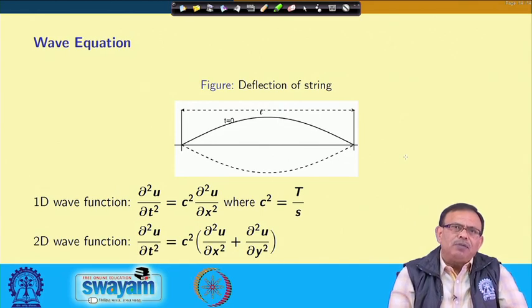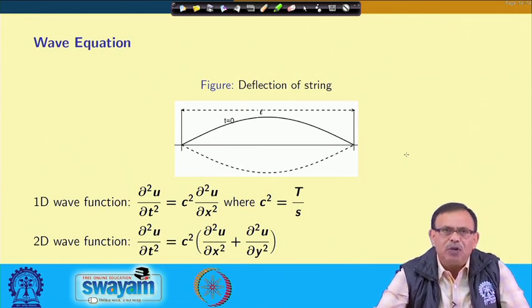So, the equation of the form ∂²u/∂t² = c² ∂²u/∂x² is the one dimensional wave equation, and ∂²u/∂t² = c² (∂²u/∂x² + ∂²u/∂y²) we call the two dimensional wave equation. As I told you, mainly we work with three types of equations: parabolic, hyperbolic and elliptic. So, one is the wave equation.